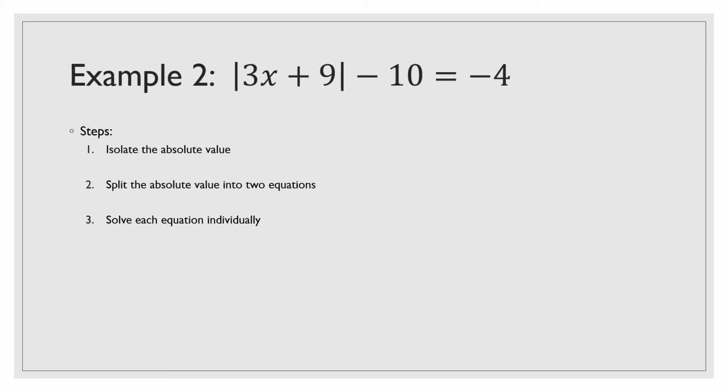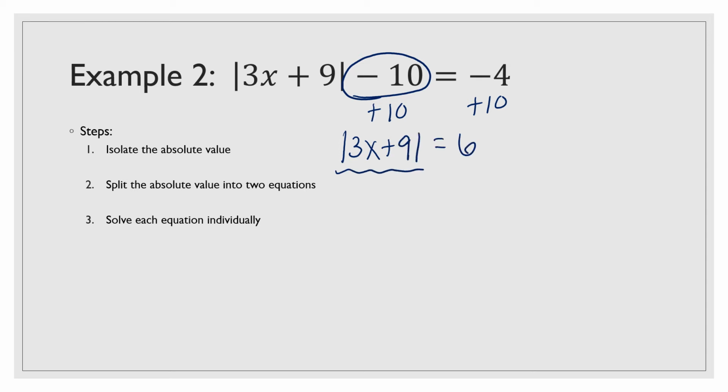For this next example, you'll notice that the absolute value has that minus 10 attached to it. So we actually have to get rid of that minus 10 before we can go ahead and start splitting up the absolute value. We have to get the absolute value isolated by adding 10 to both sides. And when we do that, we have the absolute value of 3x plus 9 equal to positive 6. So now that absolute value portion is all by itself. So we've completed step 1, and we can move on to splitting the absolute value into two different equations.